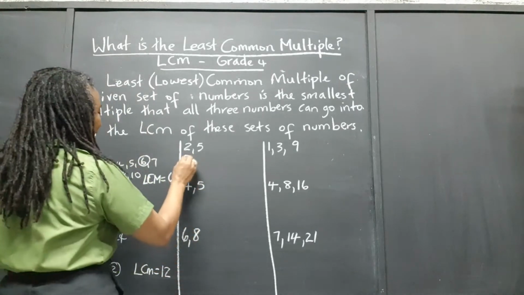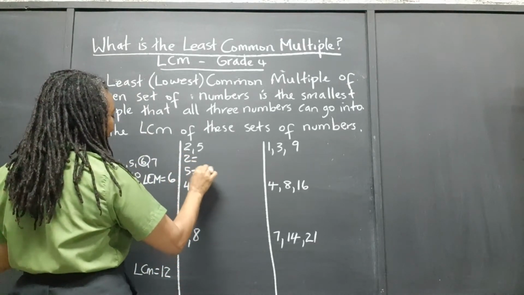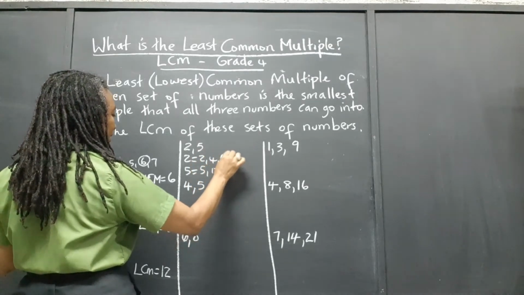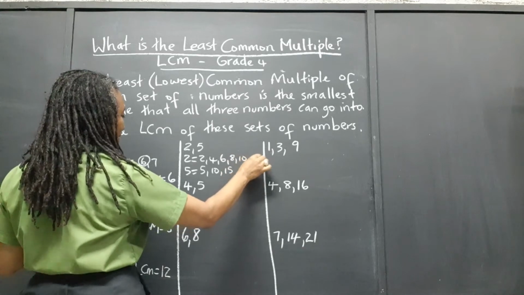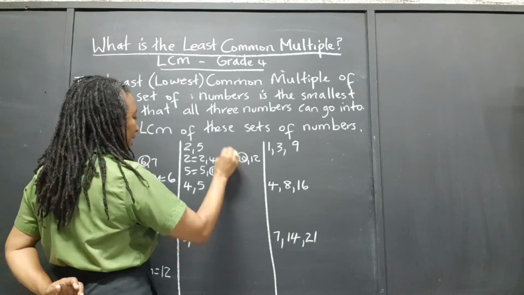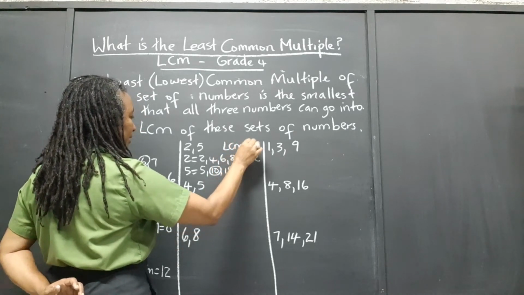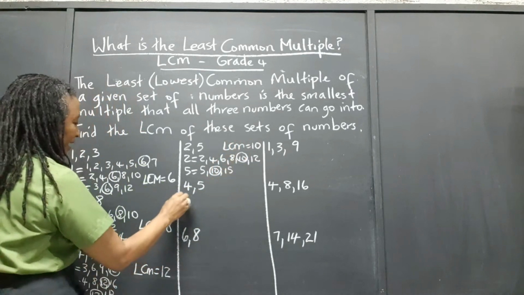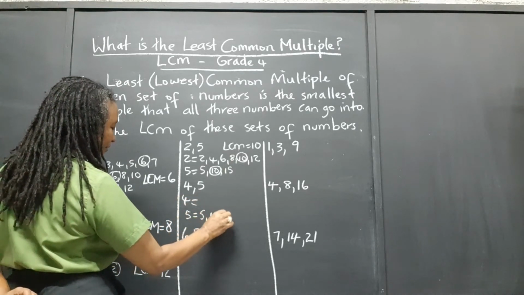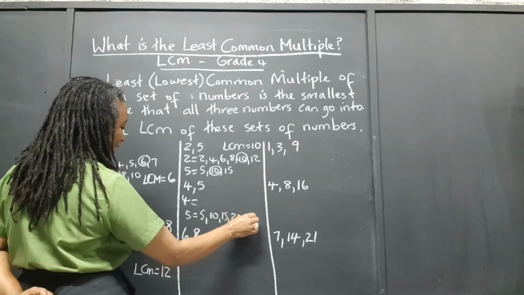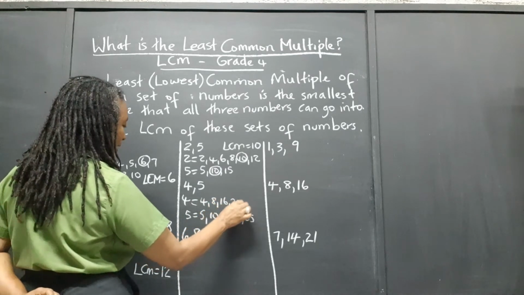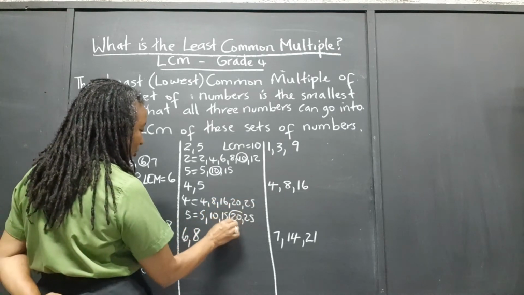How about the 2 and 5? So we have 5, 10, 15. 2, 4, 6, 8, 10, 12. Alright, so we find the 10. The least common multiple is 10. For the 4 and the 5: 5, 10, 15, 20, 25. 4, 8, 16, 20, 25. Do you see it yet? It's the 20.